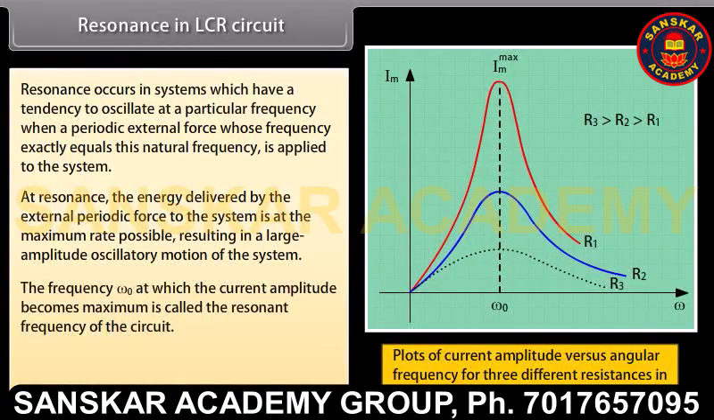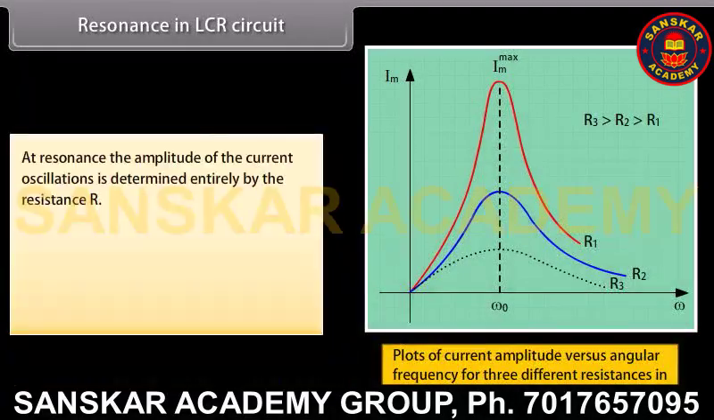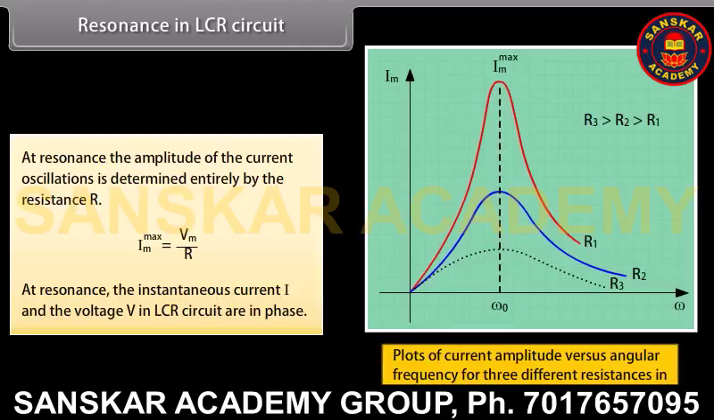The frequency omega naught at which the current amplitude becomes maximum is called the resonant frequency of the circuit. Omega naught = 1 upon under root LC. At resonance, the amplitude of the current oscillations is determined entirely by the resistance R. Im max = Vm upon R. At resonance, the instantaneous current I and the voltage V in LCR circuit are in phase.